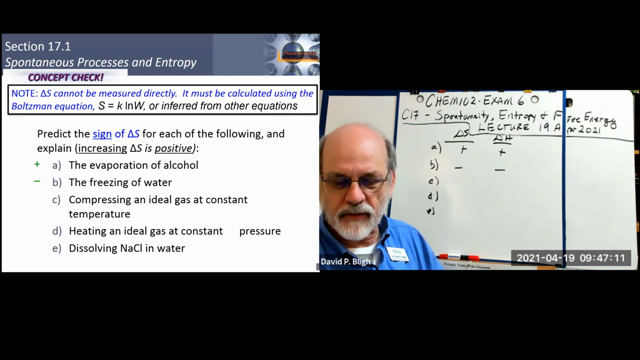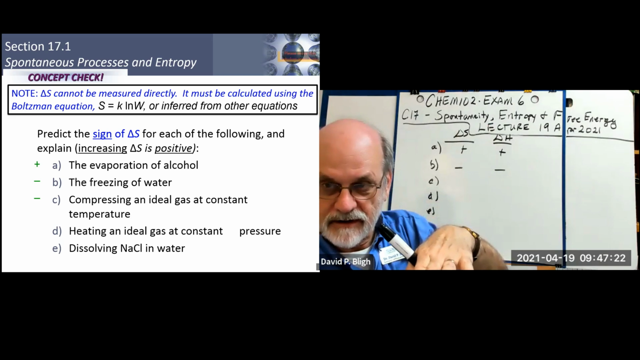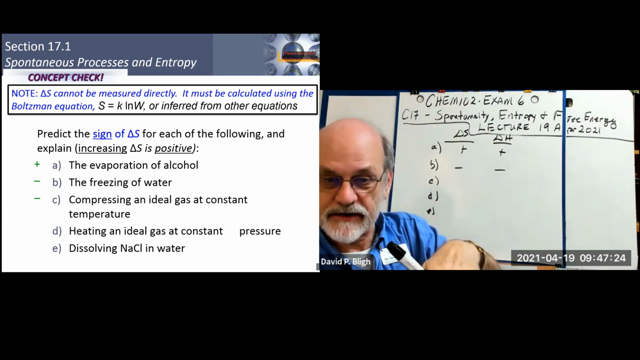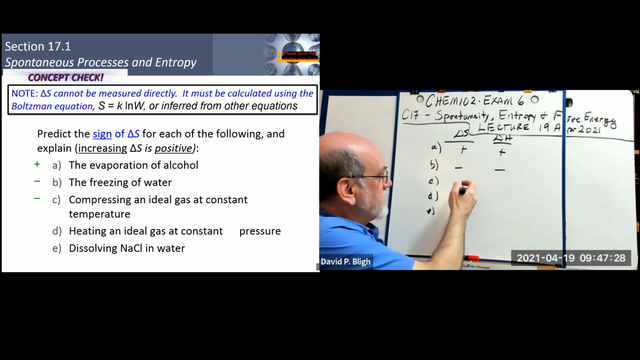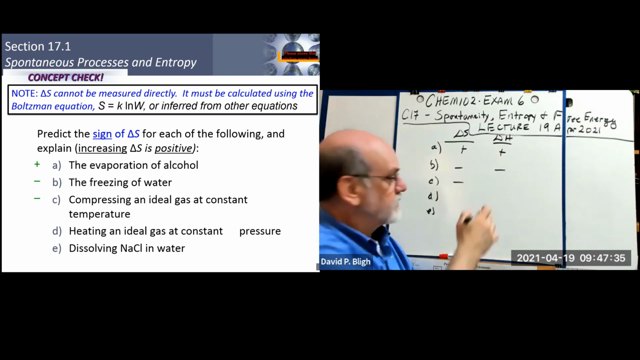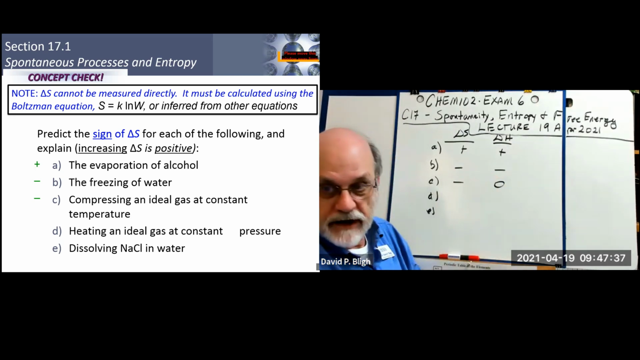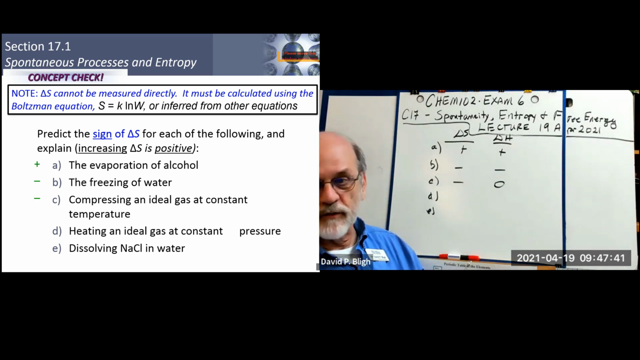How about if we compress an ideal gas at constant temperature? Well, if you compress the gas, you're giving it fewer microstates available. It's in a smaller space. So you're decreasing the entropy, right? What about delta H? Constant temperature? Delta H is 0 for that one. There's no movement of energy at all.